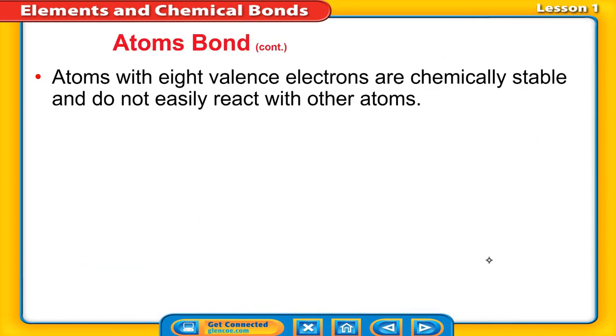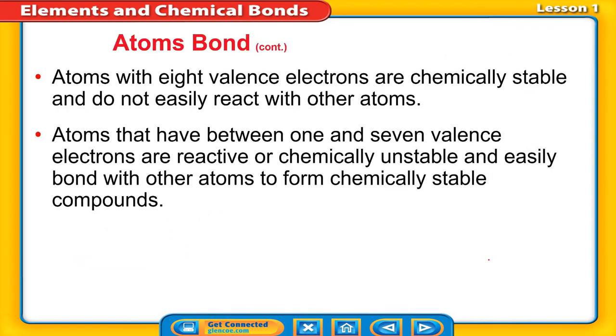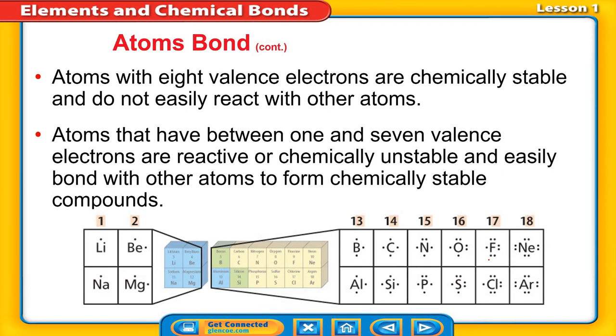Let's continue. Atoms with 8 valence electrons are chemically stable, just like neon and argon in this case. They do not easily react with other atoms. They're stable. They don't need to bond. Now look at the other 7 groups here. Atoms that have between 1 and 7 valence electrons are reactive, so they're unstable. They can easily bond with other atoms. What for? To be stable, to form a chemically stable compound.